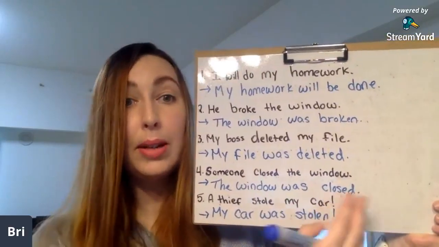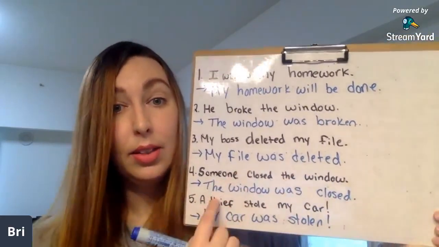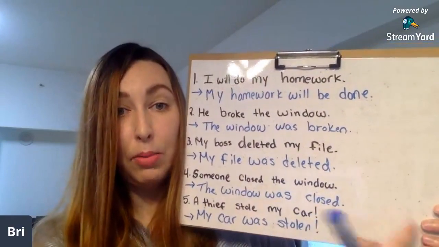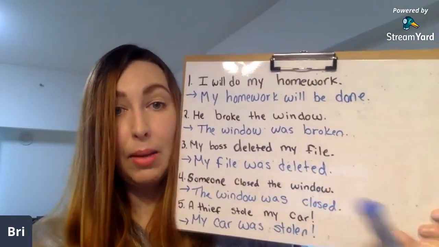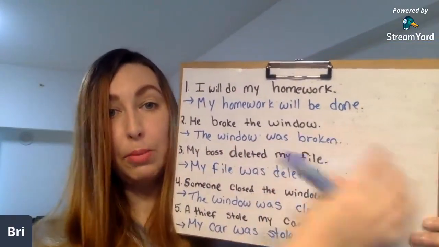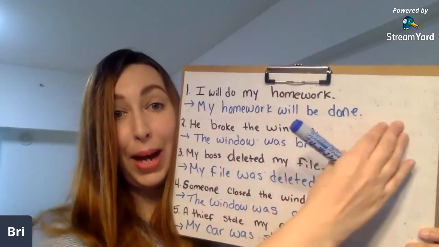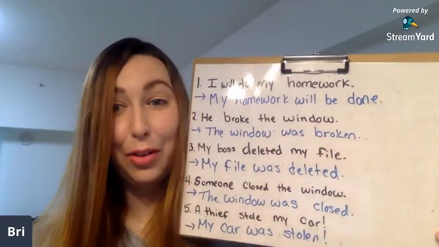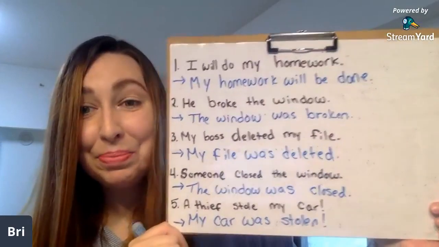My car was stolen by someone. So the window was closed by someone. My file was deleted by someone. The window was broken by someone. My homework will be done by someone. Hopefully yourself, right? Very good.